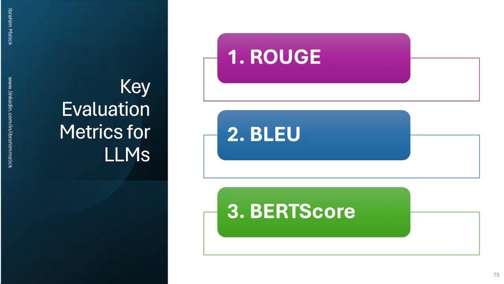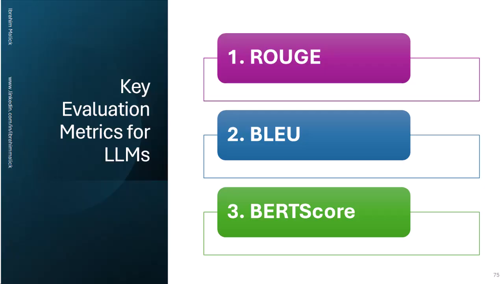ROUGE-L considers the longest common subsequence between the generated and reference text, which helps evaluate sentence structure and word order, while also allowing for some flexibility in how phrases are expressed. So that's ROUGE, or some people call it Rouge. I actually used to call it Rouge, but it's ROUGE.